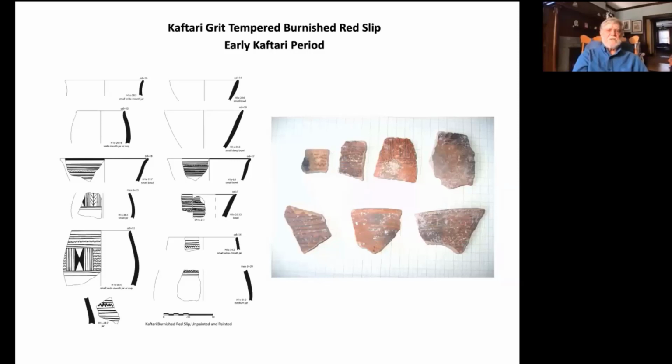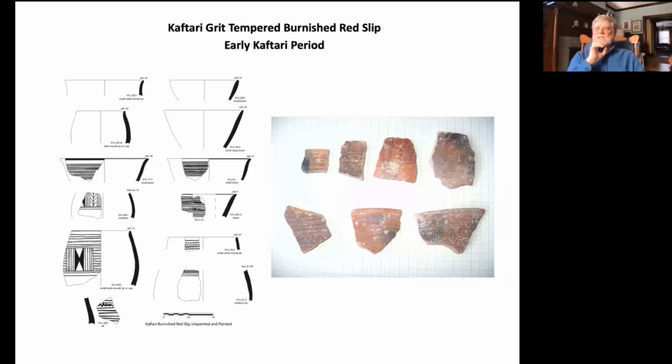In here, there's a lot of elements that we see later on. The small fine line painting is reasonably distinctive of the period. The meanders are sharp and angular, but the bow ties are something that's familiar in Kaftari. The tree of life is familiar in Kaftari.